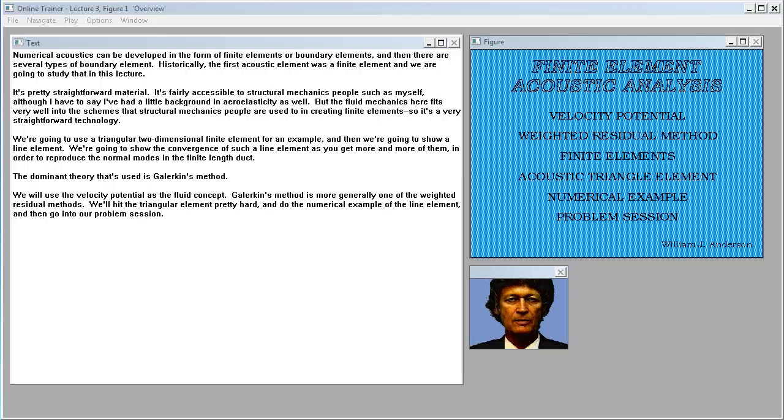It's fairly accessible to structural mechanics people, such as myself, although I have to say I've had a little background in aeroelasticity as well. But the fluid mechanics here fits very well into the schemes that structural mechanics people are used to in creating finite elements. So it's a very straightforward technology.